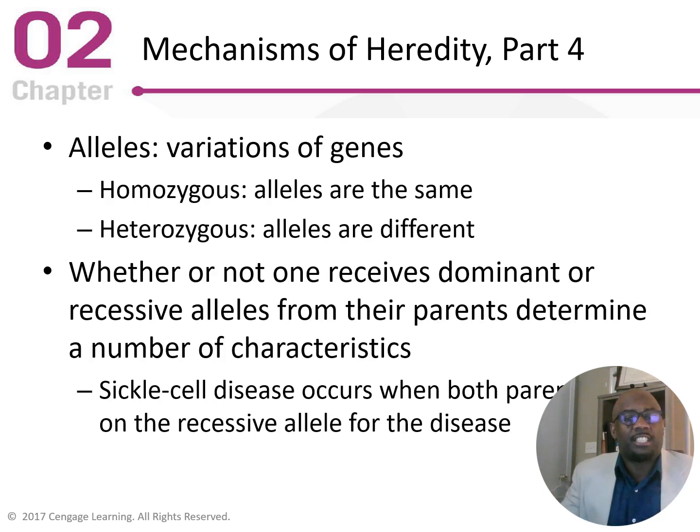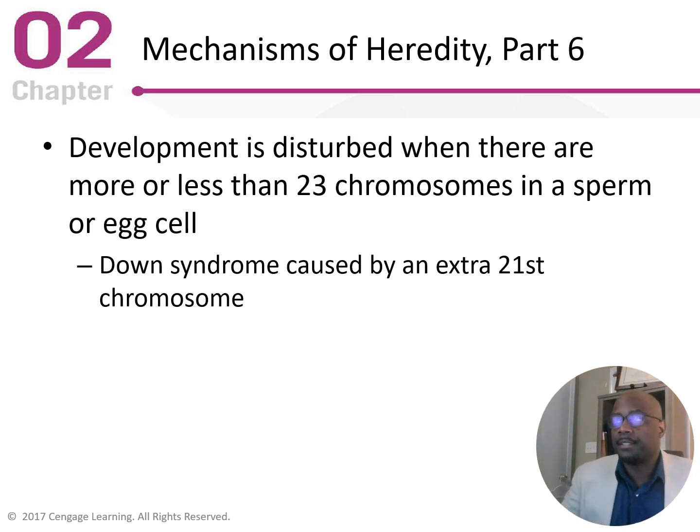Alleles are variations of genes. We have homozygous, where the alleles are the same, or heterozygous, where the alleles are different. Whether one receives dominant or recessive alleles from the parents determines a number of characteristics. Sickle cell disease occurs when both parents carry the recessive allele for the disease. They both have that, right? Development is disturbed when there are more or less than 23 chromosomes in a sperm or egg cell. Down syndrome is caused by an extra 21st chromosome.